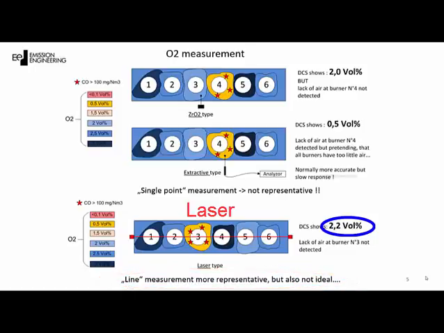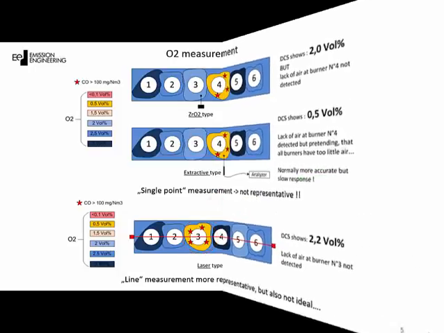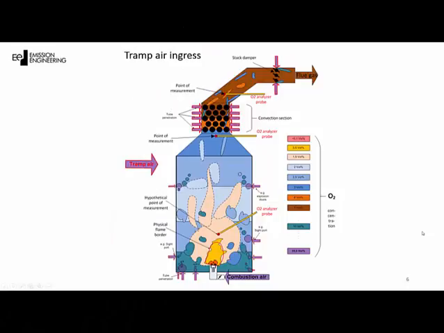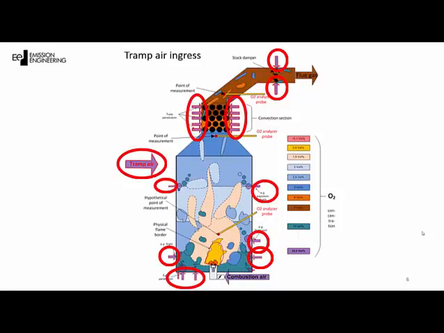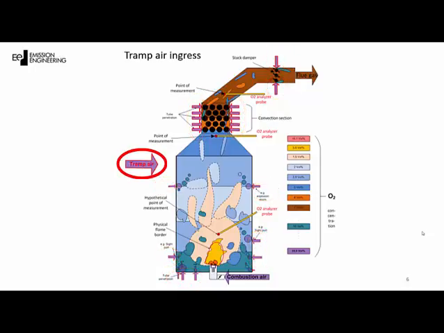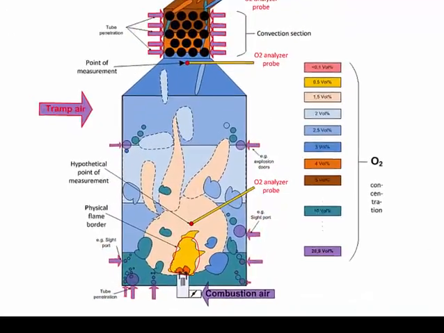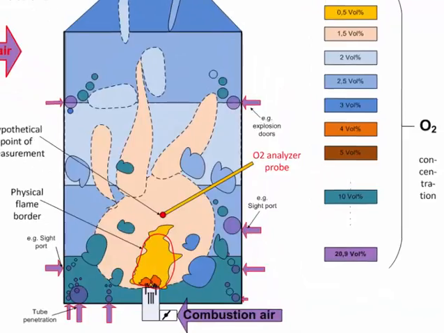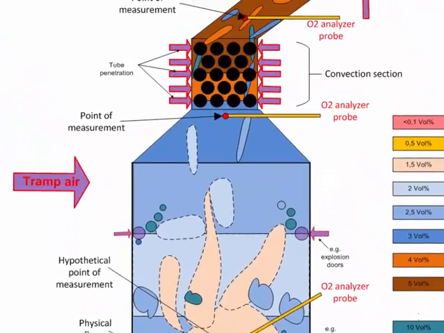Going back to our example, do you think the laser would detect the lack of air in burner 3? Please note that we have not yet discussed tramp air ingress into the heater. As fired heaters are normally operated at negative pressure, tramp air can never be fully avoided. The more tramp air that is sucked inside a furnace, the more likely it is that the oxygen value, regardless of the method used to measure it, will not reflect reality.